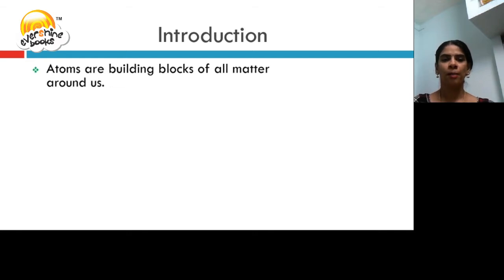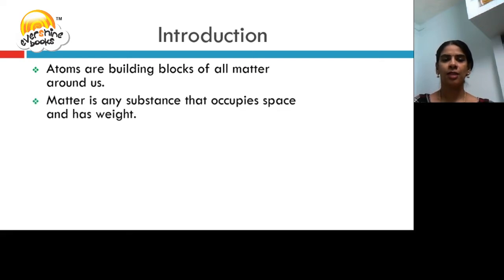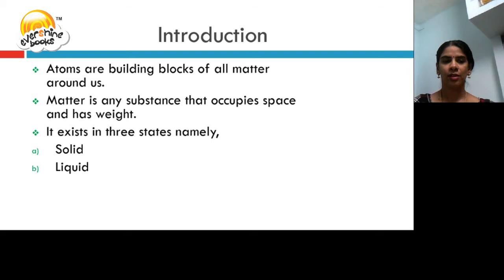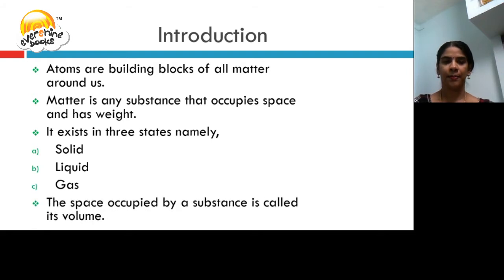Atoms are building blocks of all matter around us. Matter is any substance that occupies space and has weight. It exists in three states, namely solid, liquid, and gas. The space occupied by a substance is called its volume.